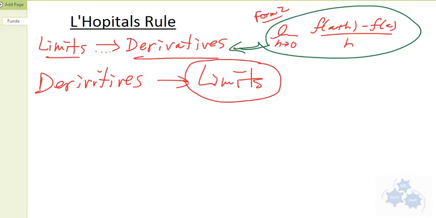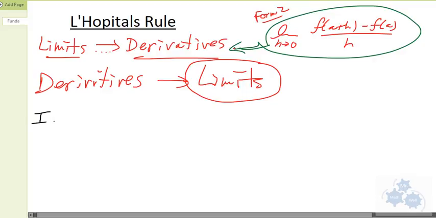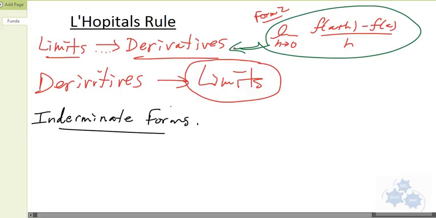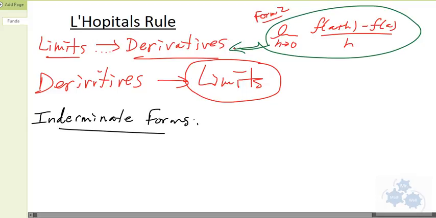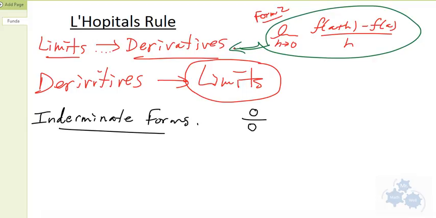I need to talk to you about indeterminate forms first. We're going to be talking about this throughout this lesson. If you look on page 44 in your Finney text, one of the indeterminate forms would be when you apply the limit and you get an expression that yields 0 divided by 0. So that's an example of an indeterminate form.